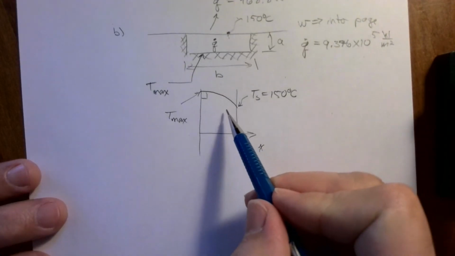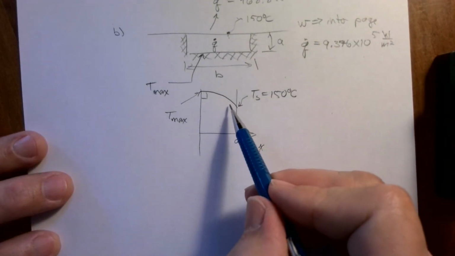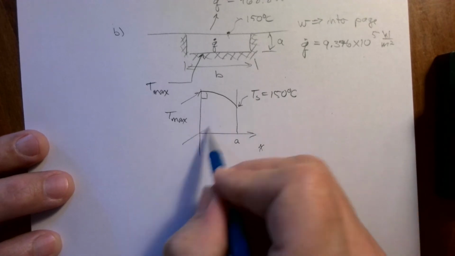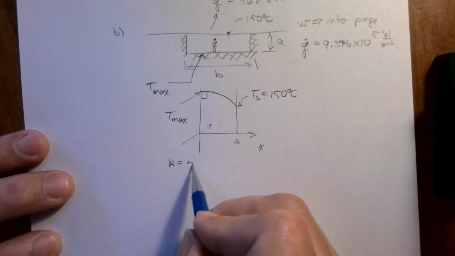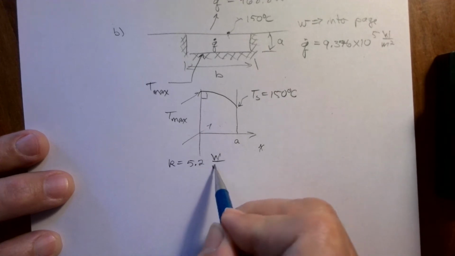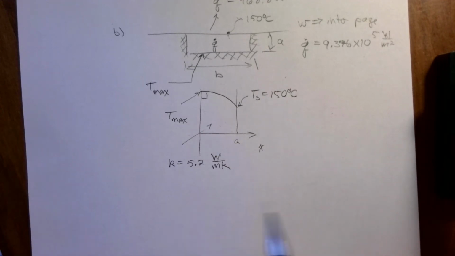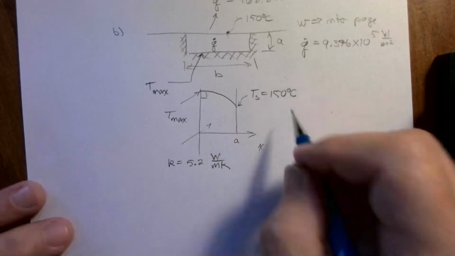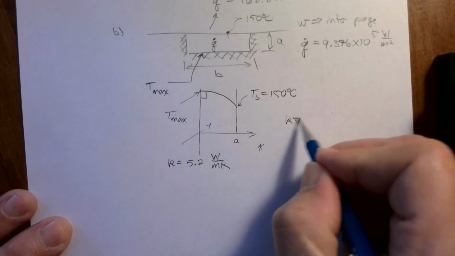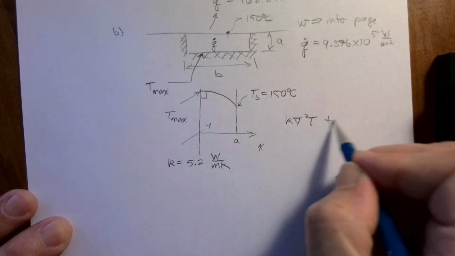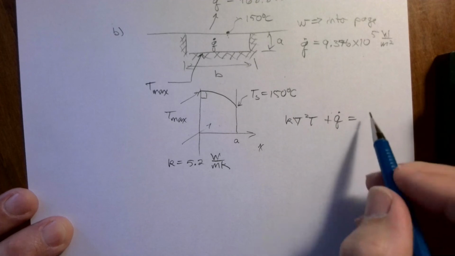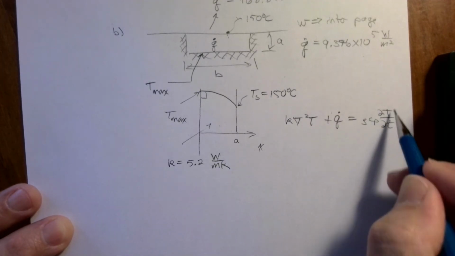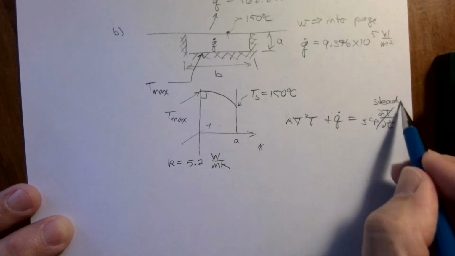Okay, so we need to actually solve the heat equation with generation very quickly inside this material. Inside that material, K is equal to 5.2 watts per meter K, given to us for that material. So we'll start with the heat equation: K times the Laplacian of T plus Q dot is equal to rho C sub P partial of T with respect to time, except this is steady.